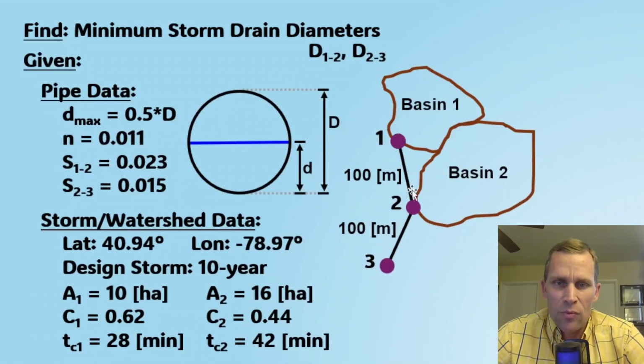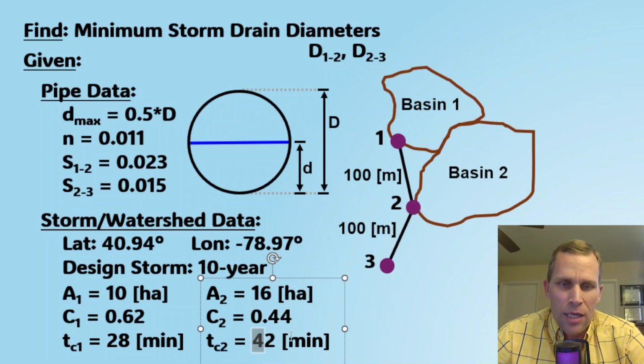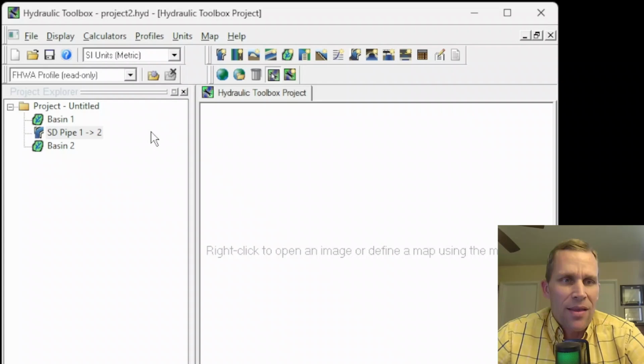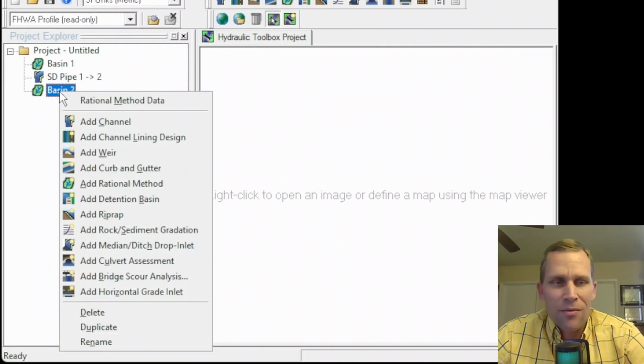The length of this pipe is way too short for the basin 1 time of concentration to control the combined time of concentration at point 2. So what I'm going to do is recompute basin 1 solely for the purpose to determine its peak flow rate contribution at point 2 using the larger time of concentration of 42 minutes, which is that for basin 2.